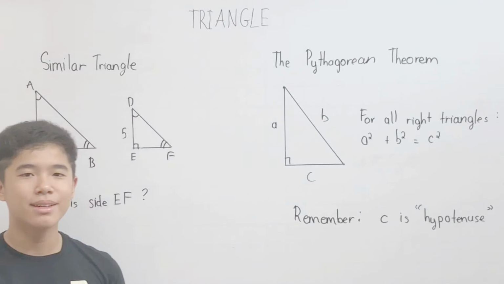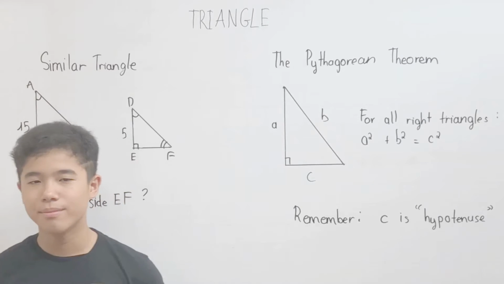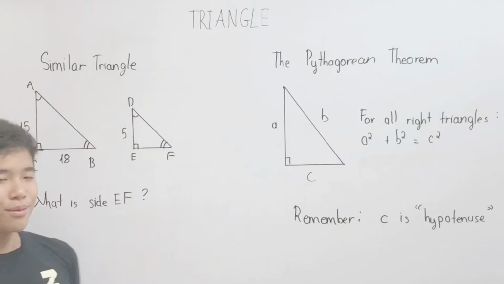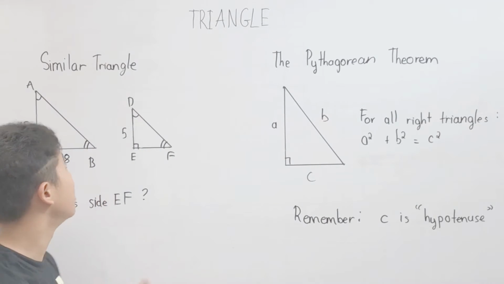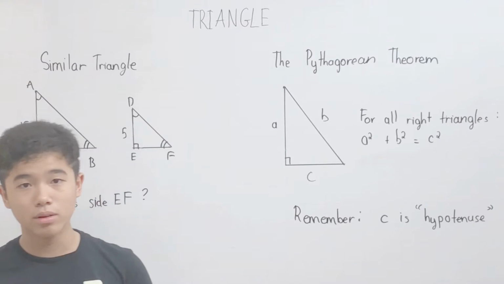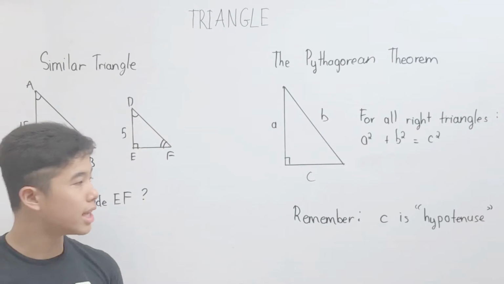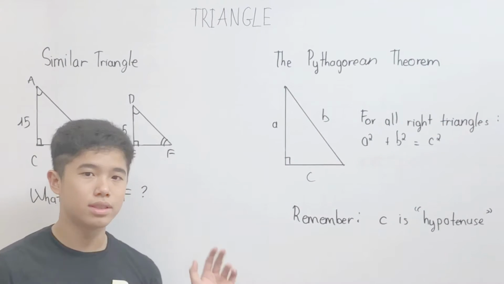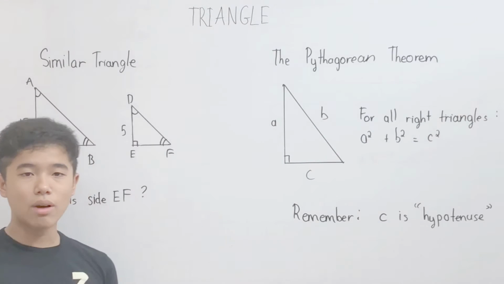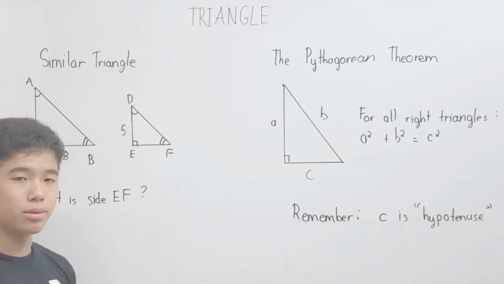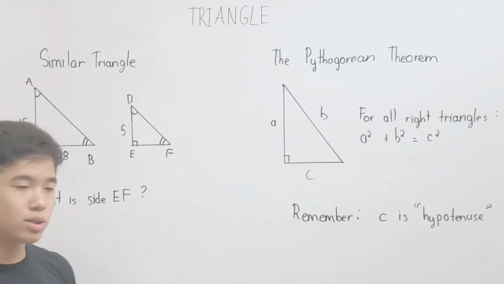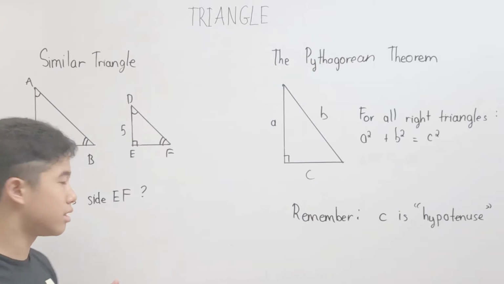I'm tired, but let me tell you that we have 2 more things to learn. First, let's move on to similar triangles. Similar triangles are for middle levels and upper levels only. Lower levels don't care about similar triangles. Similar triangles are triangles that have the same angles. All the angles are the same with each other, but the length of the sides is different.